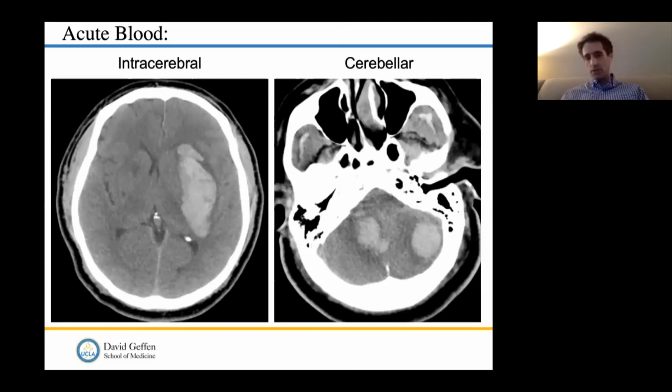This is multifocal, so we see 2 spots of hemorrhages. Again, you see that kind of darker rim of edema or swelling around it. Multifocal hemorrhages sometimes make you think of tumors or trauma, but this just happened to be a spontaneous hemorrhage.